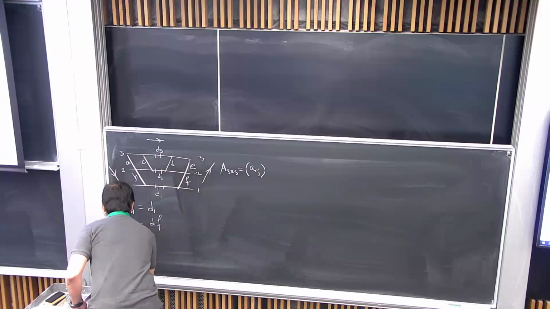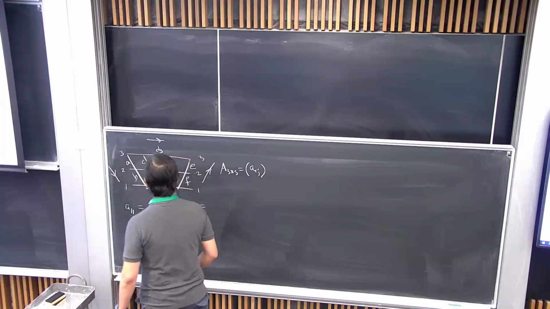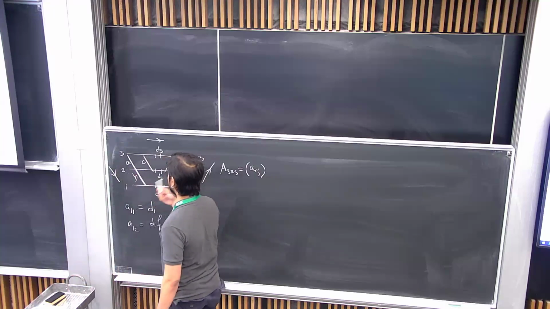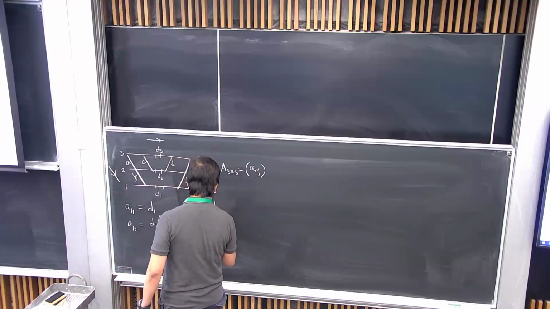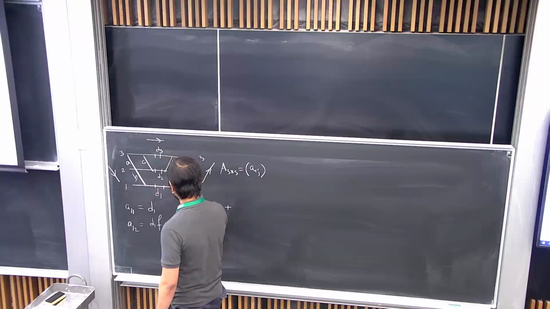And so on. For example, if we compute A22, we want to start at 2 and end at 2, and there are two ways to do that. One is just straight across, and the weight of that path is D2. The other is we step down one step, go horizontally, and then go up. So B times D1 times F.